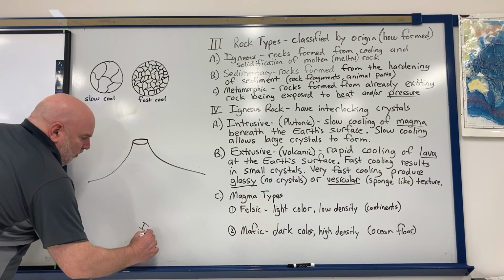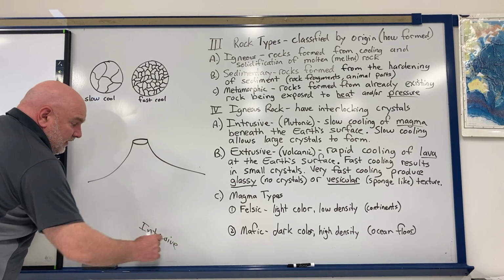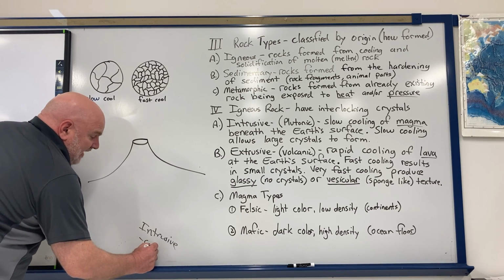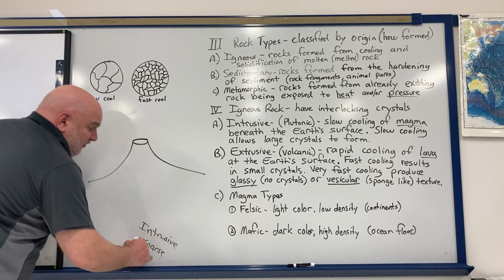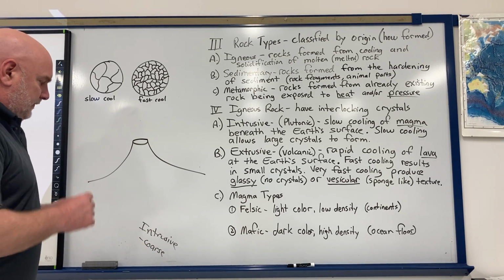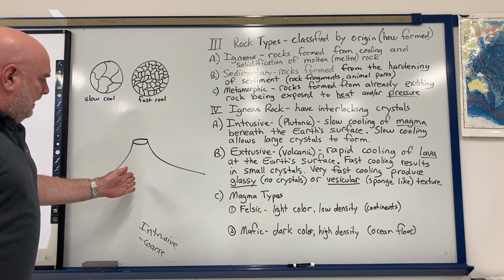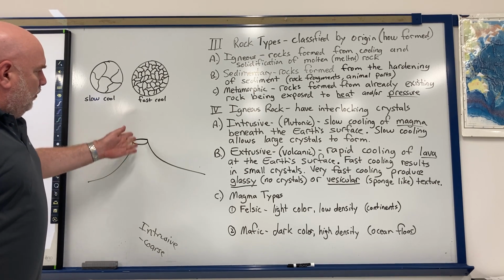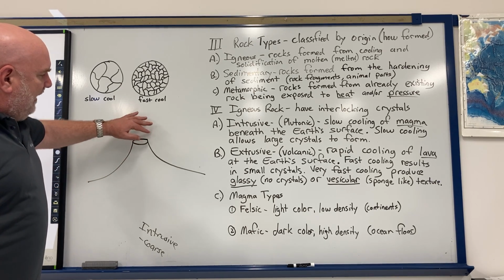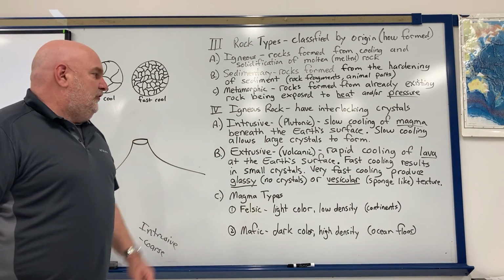Intrusive rocks are the ones that are cooling and hardening down here, and they have a coarse texture. They have large crystals as a result of them cooling very slowly underground. Now, the volcano erupts, the molten rock comes out of the ground. That's what an extrusive igneous rock is.